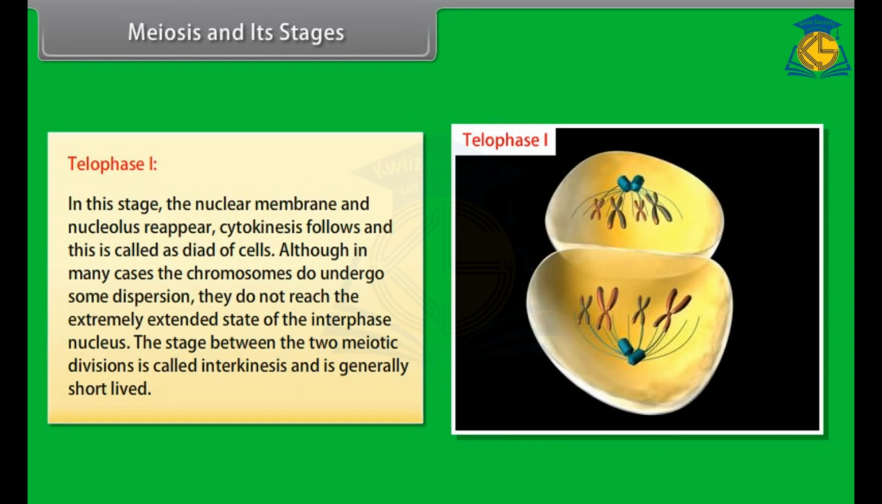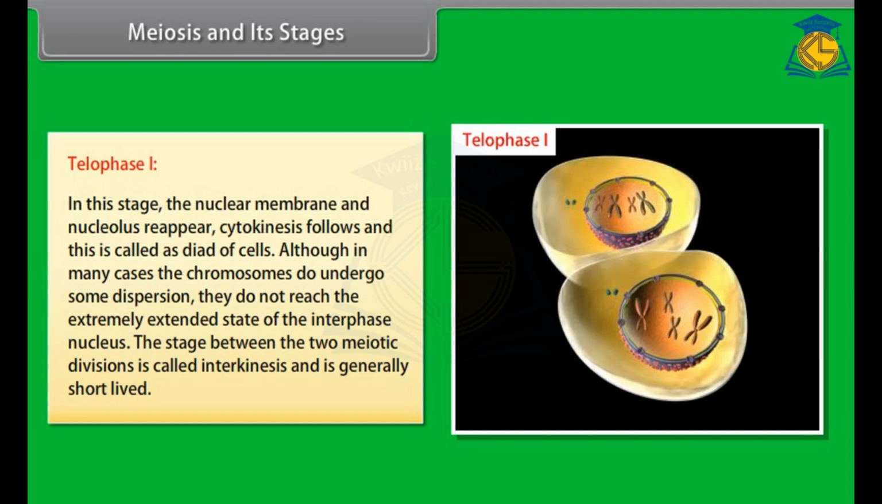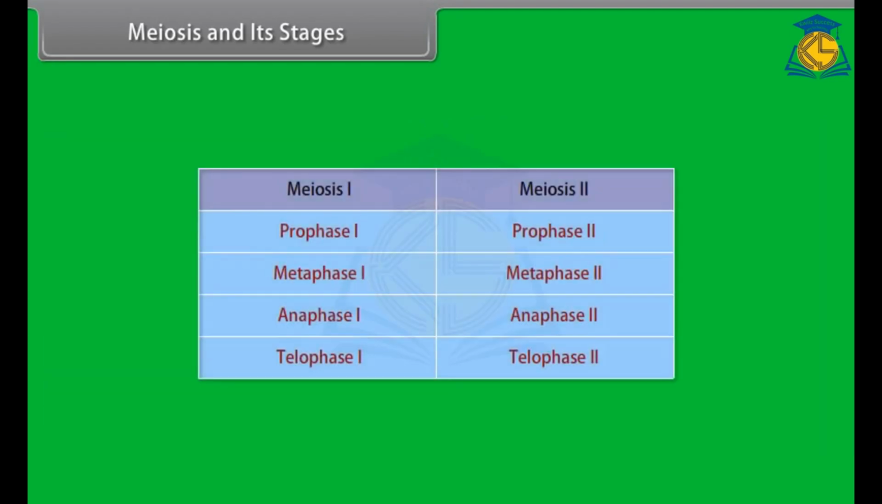Although in many cases the chromosomes do undergo some dispersion, they do not reach the extremely extended state of the interphase nucleus. The stage between the two meiotic divisions is called interkinesis and is generally short-lived. Interkinesis is followed by prophase 2. Meiosis II is initiated immediately after cytokinesis, usually before the chromosomes have fully elongated.